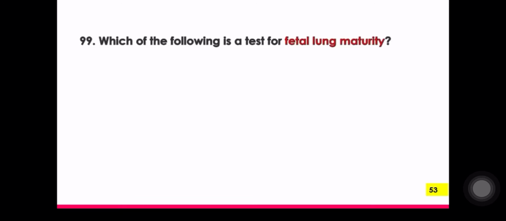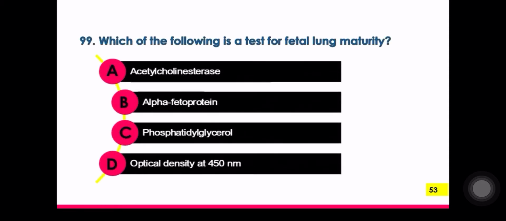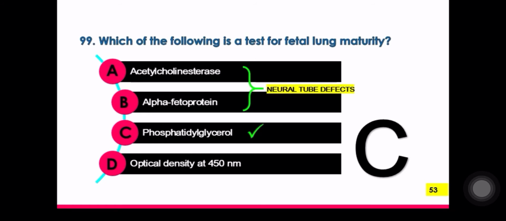Next, for number 99. Which of the following is a test for fetal lung maturity? Letter A, acetylcholinesterase, B, alpha-fetoprotein, C, phosphatidylglycerol, or letter D, optical density at 450 nanometer? For number 99, that's letter C, phosphatidylglycerol.